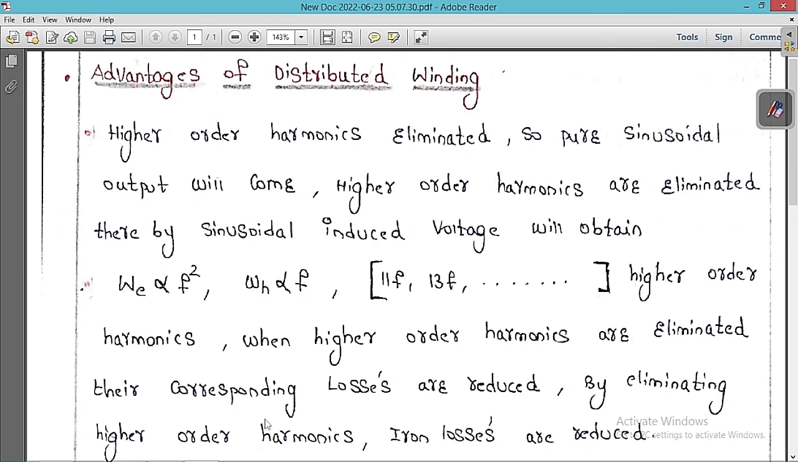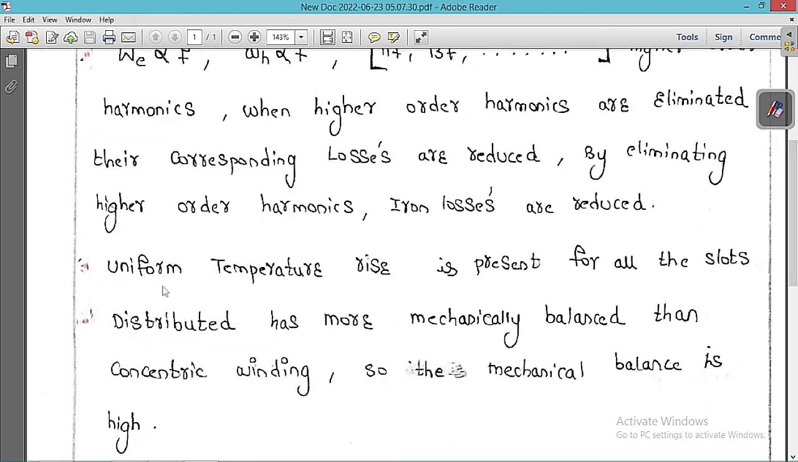If we eliminate them, then the corresponding iron loss is also going to decrease. So uniform temperature rise is present for all these slots if you use the distributed winding. See, if for a given coil, you keep all the coil sides in one slot, then definitely the temperature rise will be very high. It is called the concentric winding. But if you keep the coil sides of one coil in different slots, then the temperature rise is uniform in all the slots.